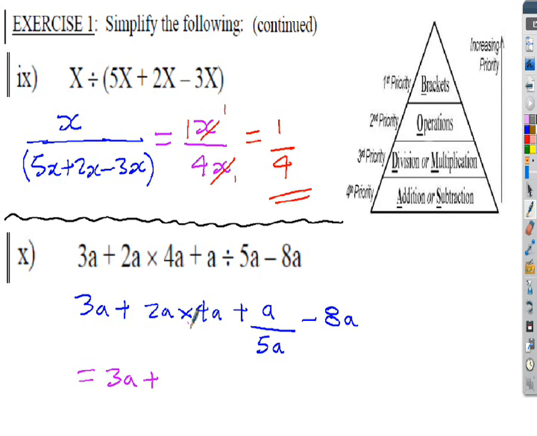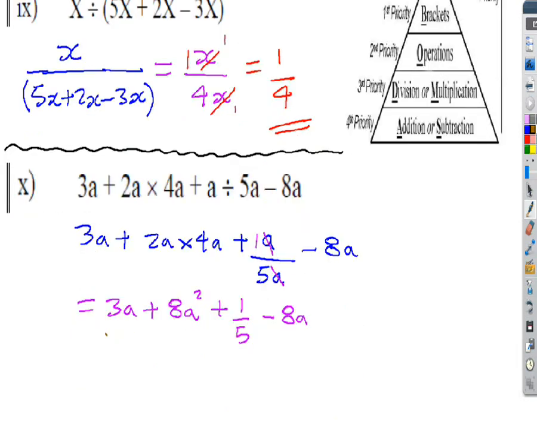3a added to 2a multiplied by 4a is 8a squared. Now again, if you want to think of this as being a 1a upon 5a, the a's will cancel, so we end up with 1 upon 5, and we're subtracting 8a. Considering like terms here, the 3a and the negative 8a are like terms. This is not a like term, this is 8a squared, and this is a constant 1 upon 5. So simplifying, we could write this as 8a squared minus 5a added to 1 upon 5.